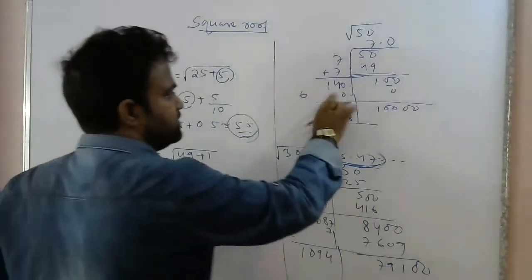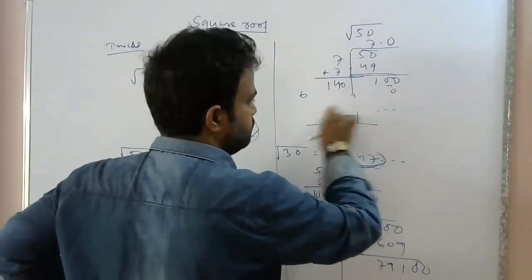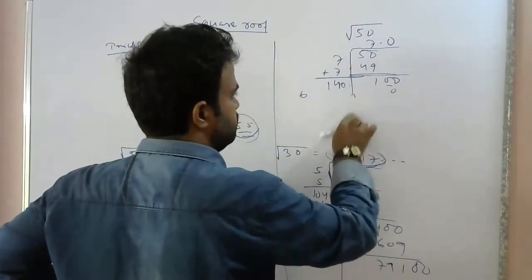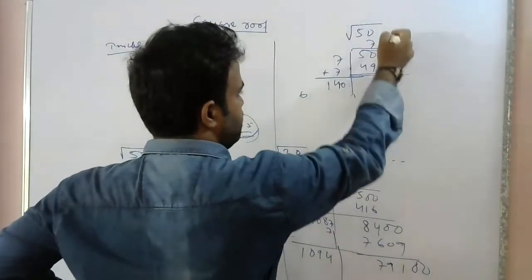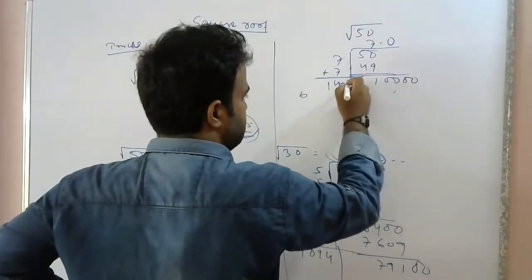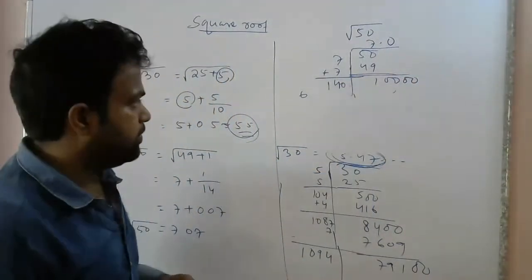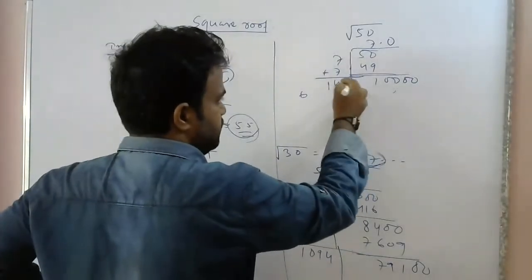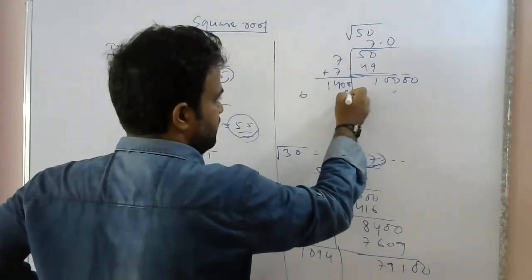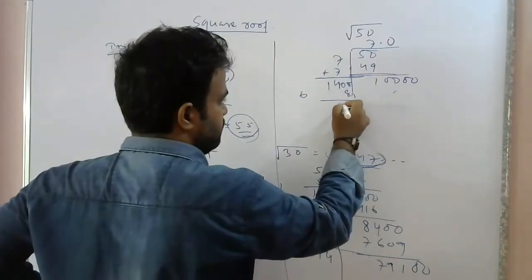Or in this step also you can do, no issue. In this step also you can put a 0 here, then 00, then you put it to the right side. Okay, so I had not used the 0 here.